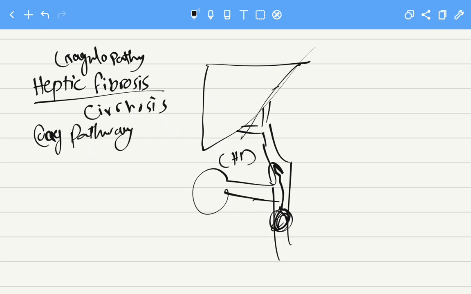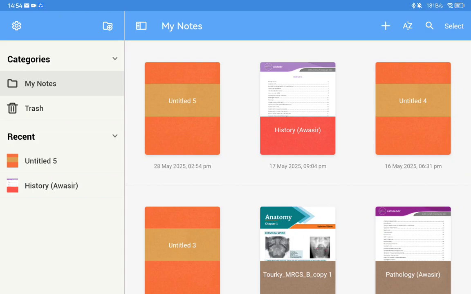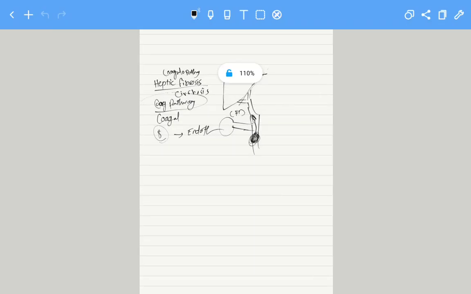as the liver will form all coagulation factors. In the liver there are all coagulation factors except factor 8, which comes from the endothelium, by the way. So if there is any obstruction in the pathway of the bile, there will be back pressure on the liver, causing hepatic cirrhosis, causing affection of the coagulation pathway.